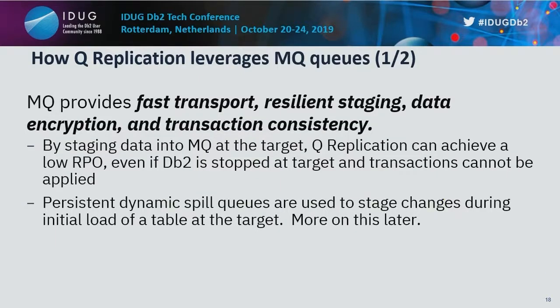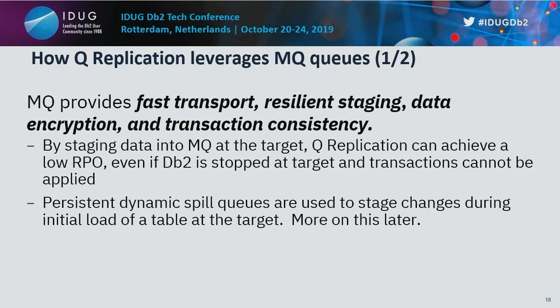Now, MQ is very important for the design. For one thing, it provides very good, secure encryption across the network, as well as staging capability. So that's very important. QRep, one difference with CDC, is a completely disconnected model. So it really is a send and forget model.